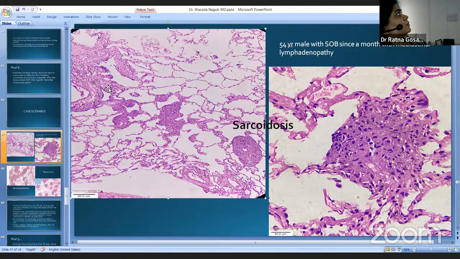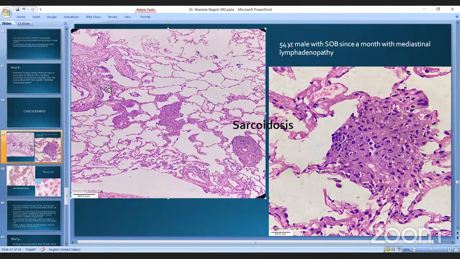These are in the interstitium and also closer to the bronchovascular bundle. This is the bronchovascular bundle with the bronchiole and the blood vessel here. These are closer to the bronchovascular bundle. So typically they are showing this lymphangitic distribution. So non-necrotizing granulomas in the lymphangitic distribution, the most common cause is sarcoid.